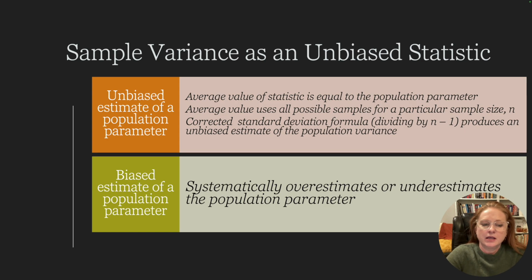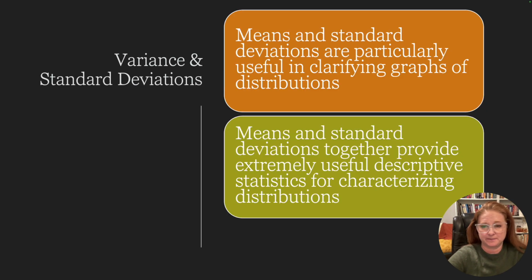When we're dealing with a biased estimate of a population parameter, then we're systematically overestimating or sometimes underestimating the population parameter. In certain research studies, this is also okay. As long as you're recognizing why you're doing it, this actually could be part of your independent variable as the researcher. Okay. Variance and standard deviations.